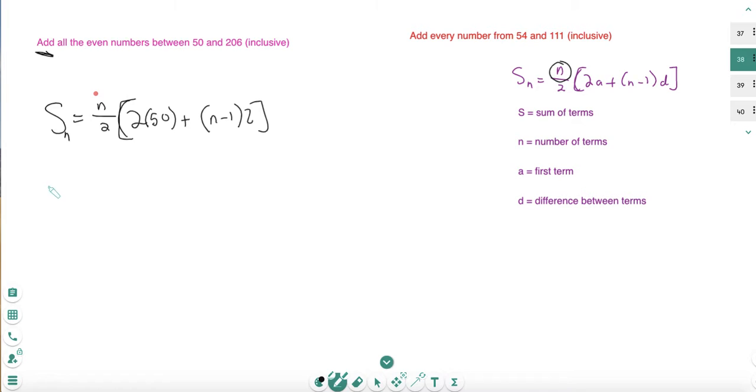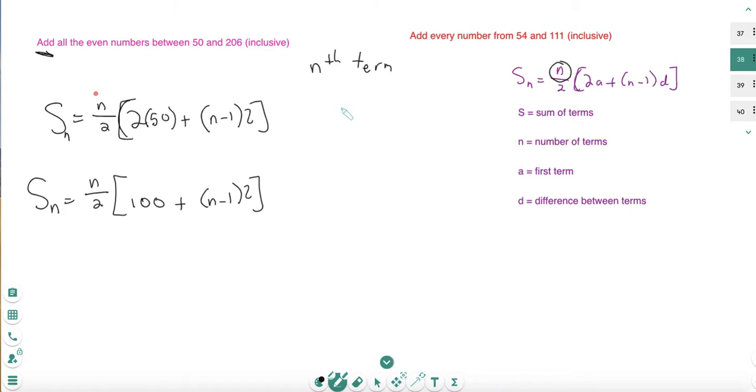All right, let's simplify this. So the sum of these terms is equal to n over 2, brackets, 2 times 50 is 100, plus n minus 1 times 2. Now, in order to find the sum, we have to find out n. We have to find out the number of terms in this sequence. Well, how do we do this? Well, in order to do this, guys, let's find out what the nth term is first.